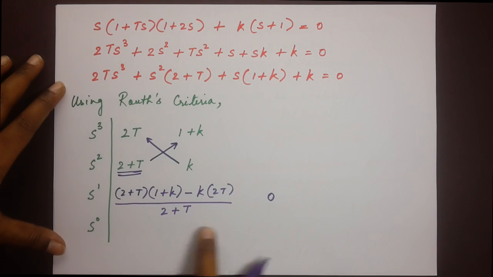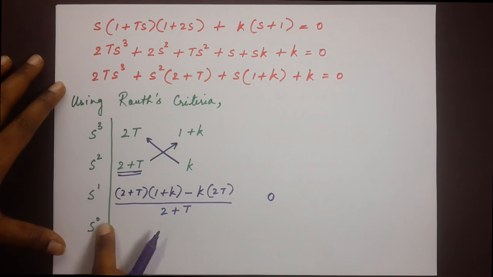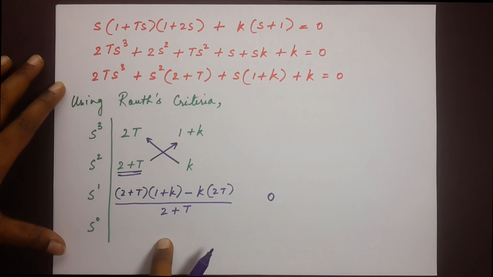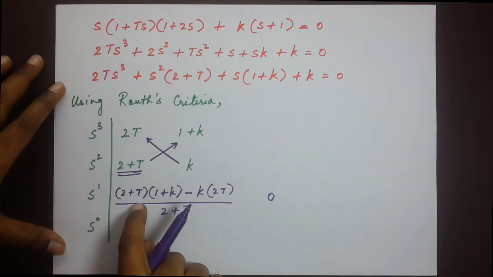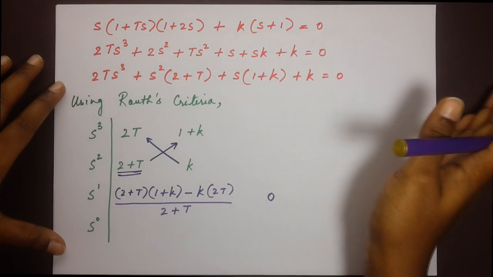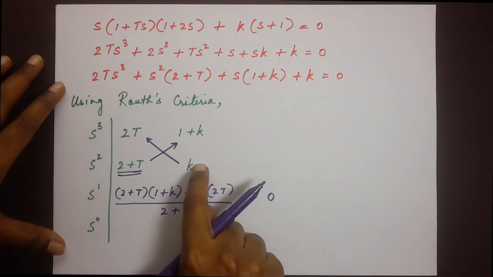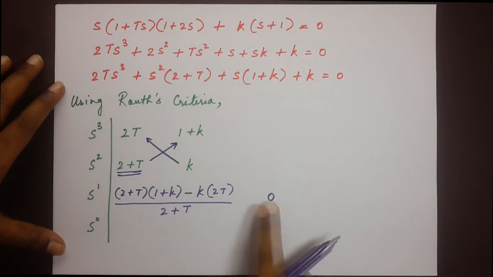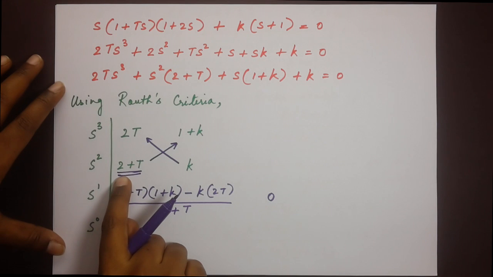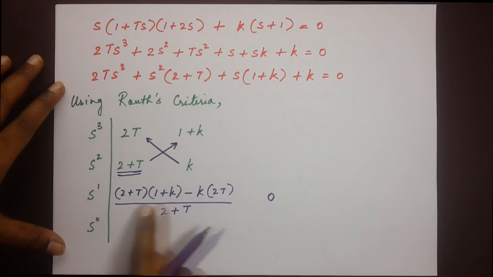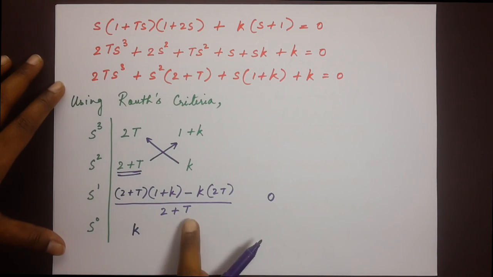So now for the bottom, s power 0, we do the same thing. We have to multiply this element here with k. So we are moving from left to right again. So this element into k minus 0 into 2 plus t. Now in working on that, we get the result as k. Okay, so we get the result as k over here.